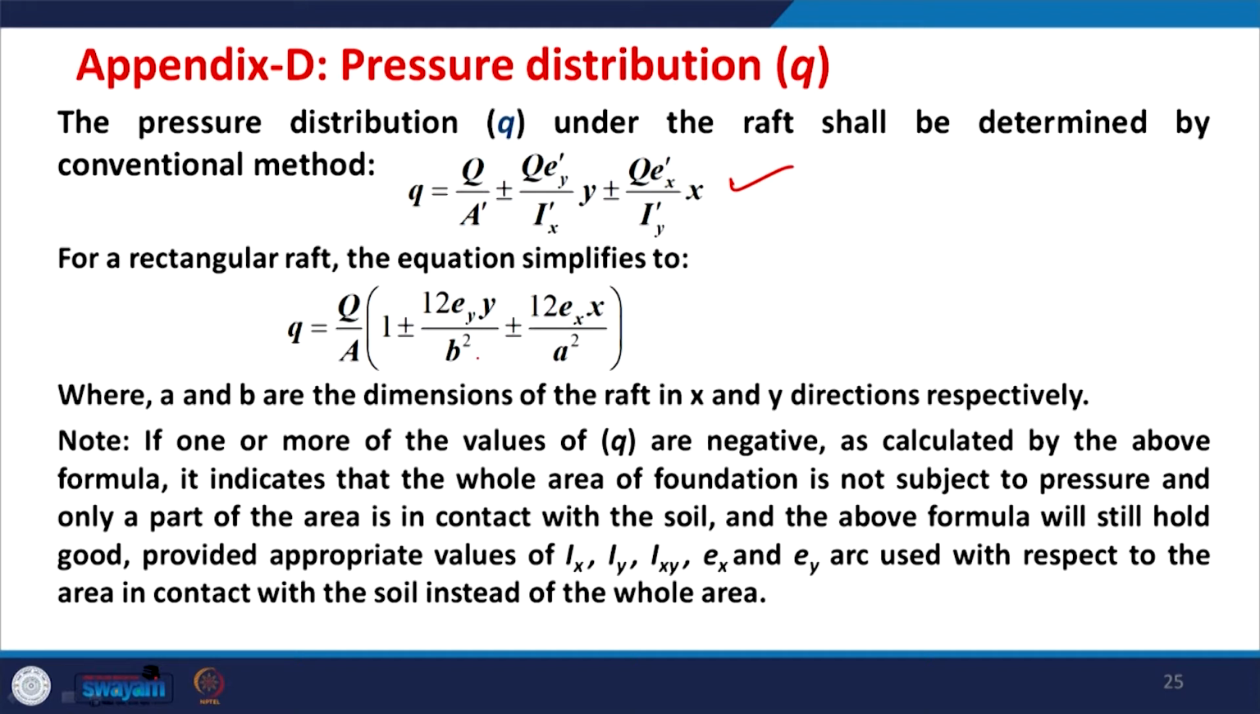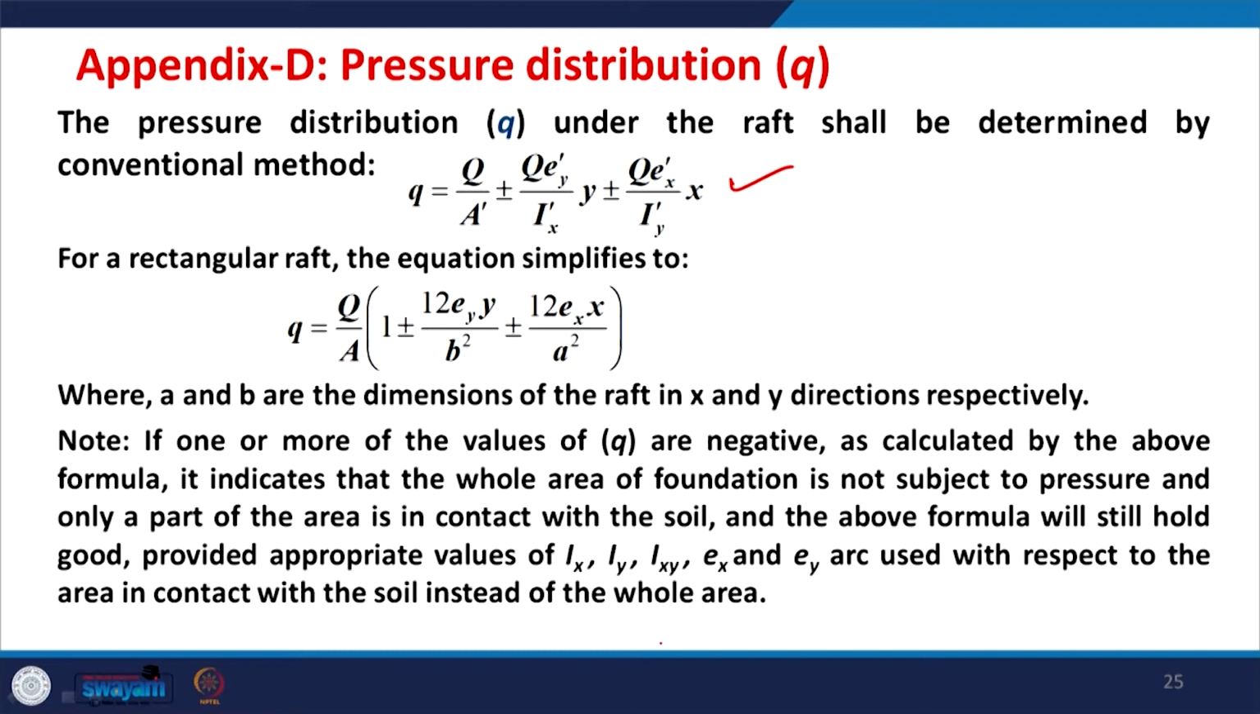If one or more of the values of Q are negative from these equations, as calculated by the above form, it indicates that the whole area of the foundation is not subjected to pressure and only part of the area is in contact with the soil. The above formula will still hold good, provided appropriate values of Ix, Iy, Ixy, Ex and Ey are used with respect to the area in contact with the soil instead of the whole area.